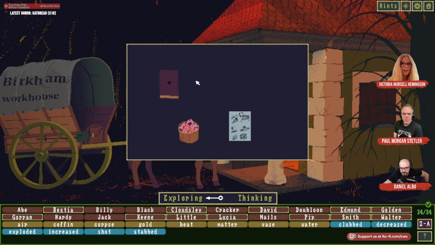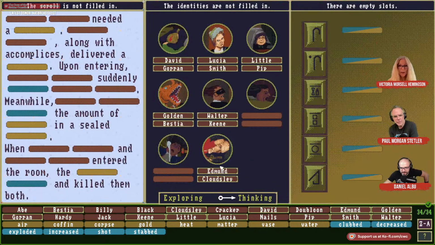What's his name again? Jack Nails. The other guy has got to be Hardy Abe, I think, because didn't he have a piece of candy with him? Jack Nails, and the other one is Hardy Abe. Is it Abe Hardy or Hardy Abe? No, Hardy Abe.